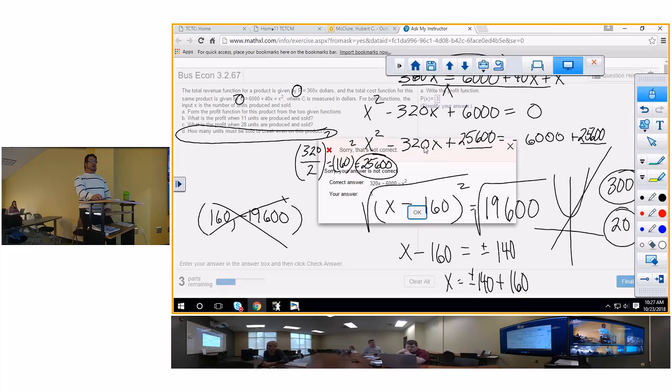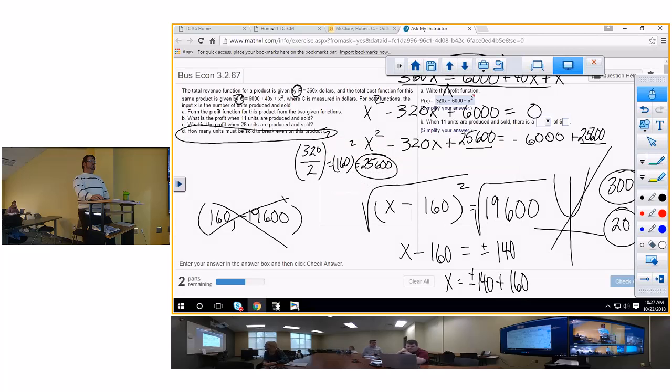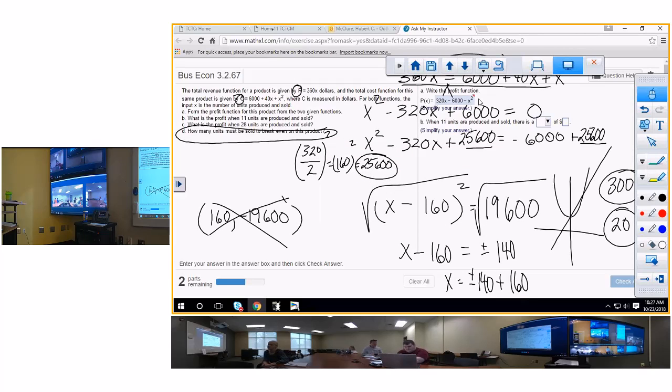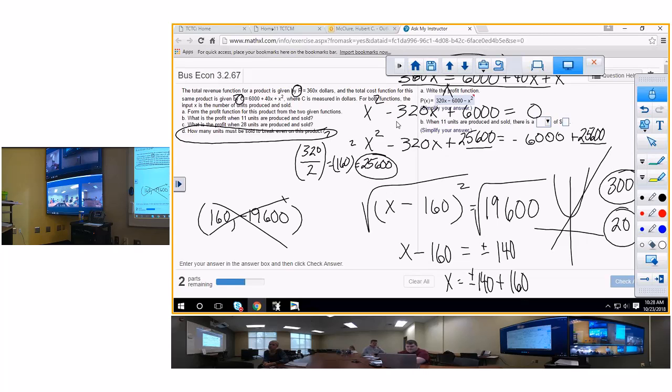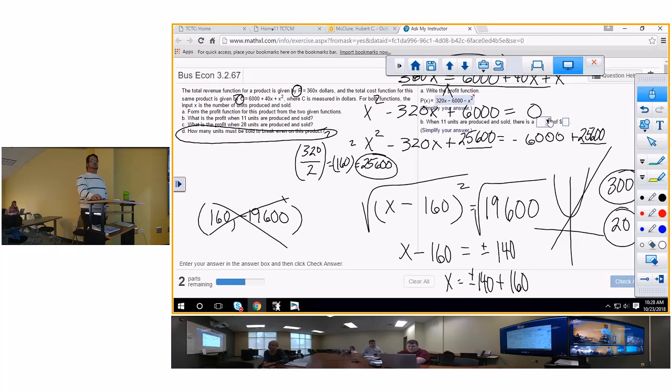So that's that. And then the next one, you're going to plug in 11 for that. So that's going to be 11 squared, minus 6,000 plus 320 times 11. And then you're going to do 28, set them equal, and graph that. The question should be how many units must be sold to break even on this product. That should be either 20 or 300, but I don't know what they're going to ask for. Somebody plug 11 into that formula.